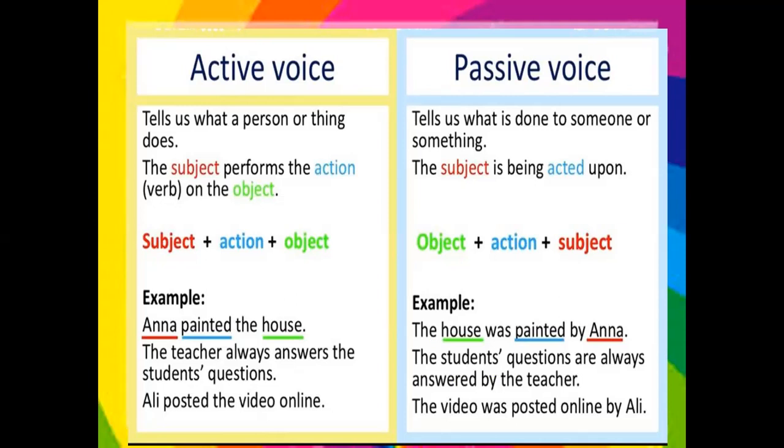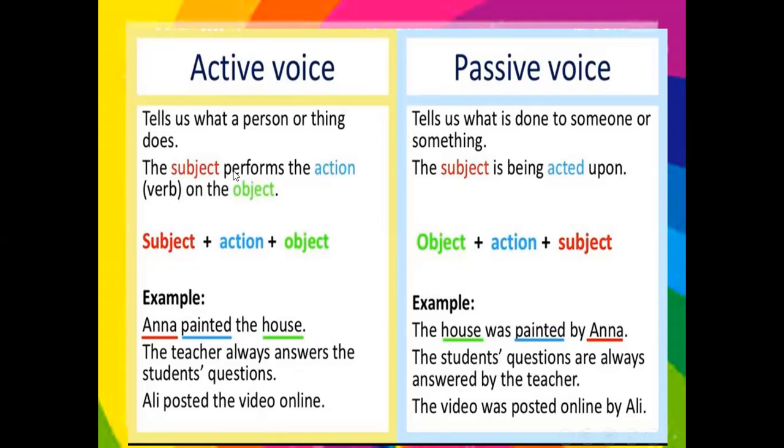We don't know. So the passive sentence starts with the object, then the verb that we will learn how to write, and then the subject, which is optional, to write it or not, but we're going to learn how to write it also.